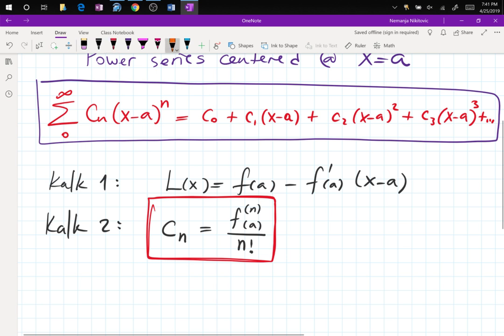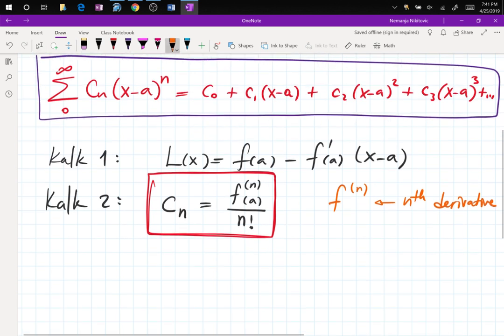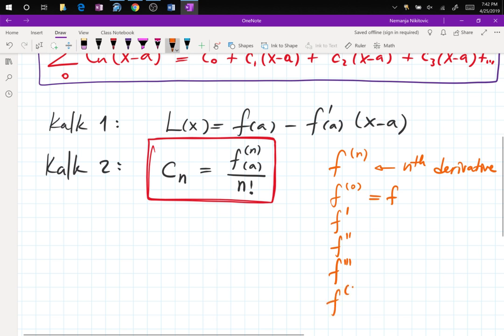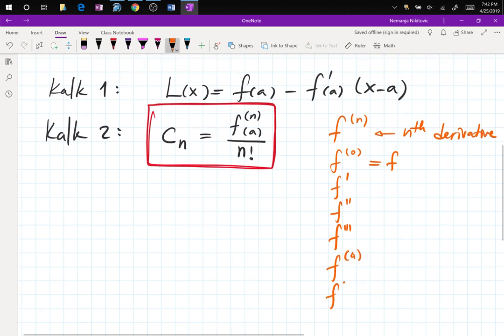Now, what is the f to the n power? That's what I'm about to say. This notation is the nth derivative. So the notation from Calc 1: the 0th derivative is equal to the function. First derivative is f prime, second derivative is 2 primes, third derivative is 3 primes, fourth derivative is a 4 in parentheses, fifth derivative is a 5 in parentheses. This is the notation that you were supposed to learn and know from Calc 1.